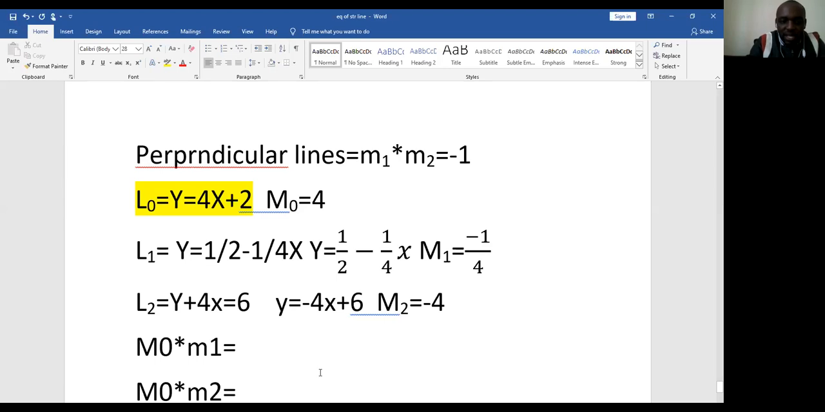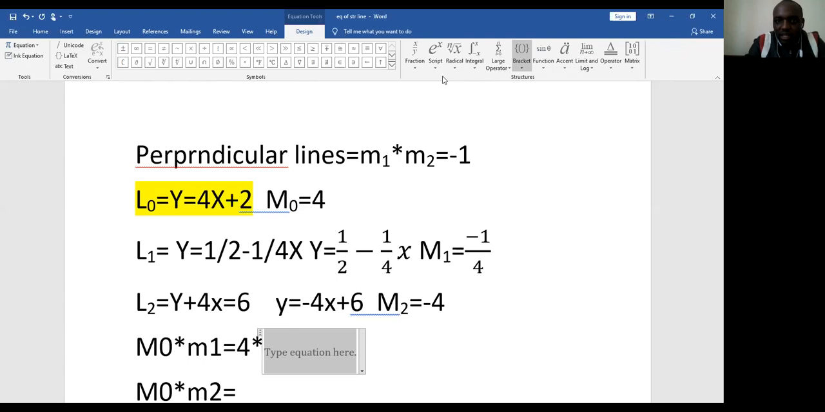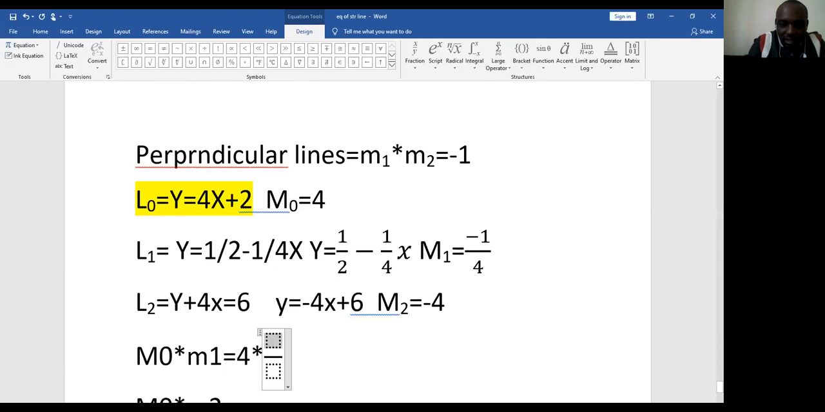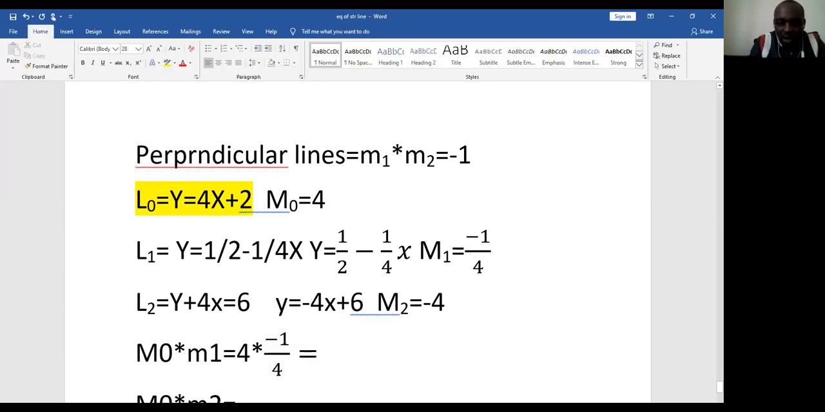M0 is 4. This gradient is 4. So it is 4 multiplied by negative 1 over 4. And the answer is 4 by 4, 1, so the answer is equal to negative 1. So I can see they are perpendicular.